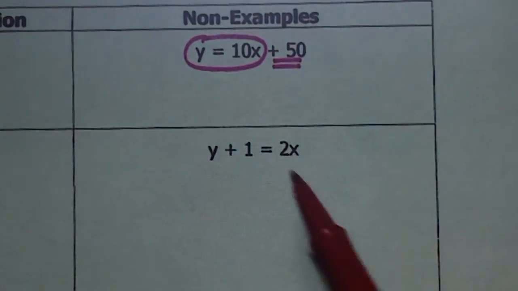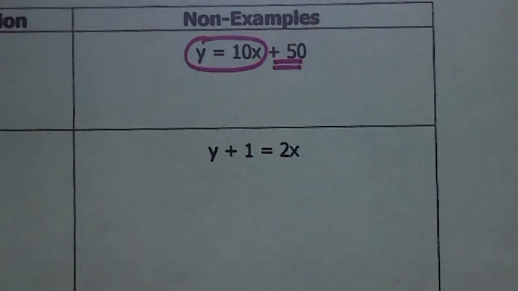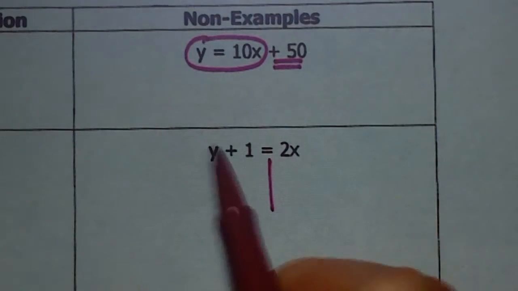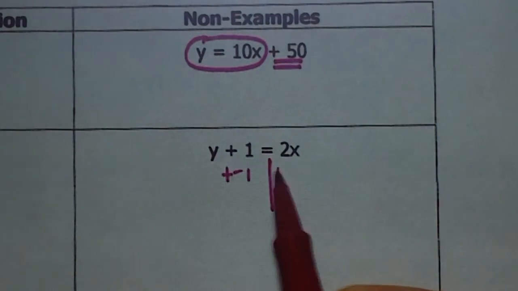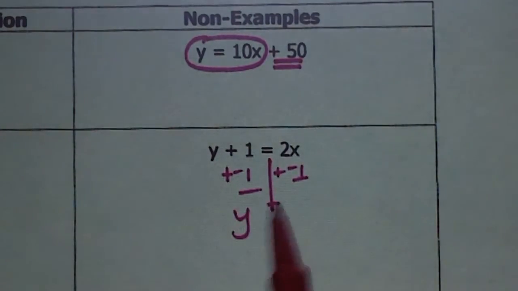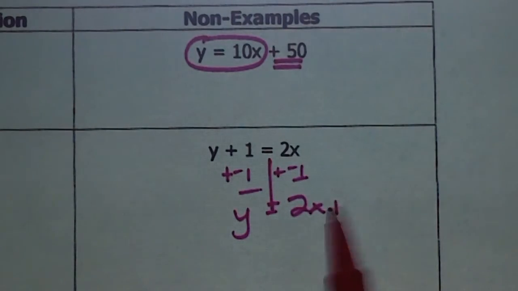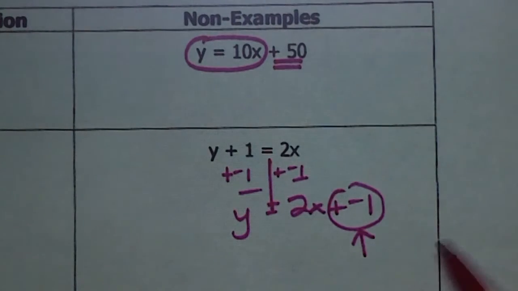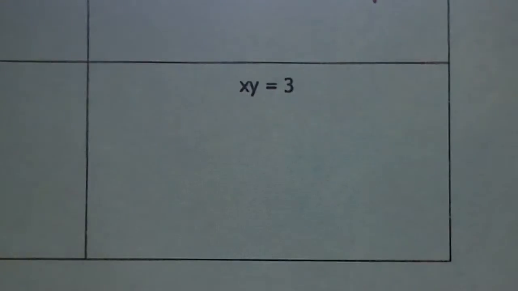All right, this one, we might be thinking, oh yeah, that works. There's a number times x. Well, y is not isolated yet. To get y by itself, we would have to add a negative 1 to each side. So y really would equal 2x plus negative 1. So again, that plus negative 1 being added to the y equals kx means that it's not going to show direct variation.